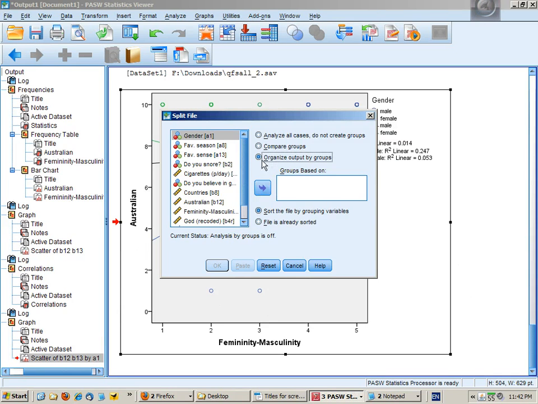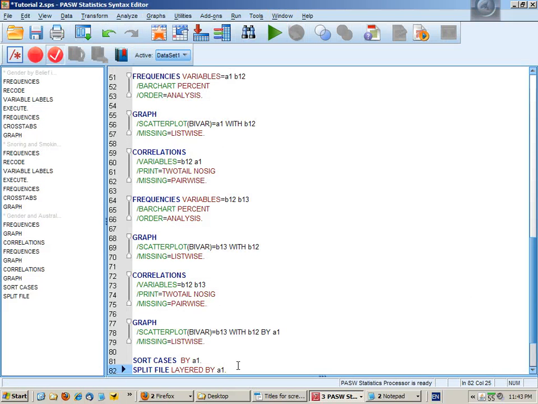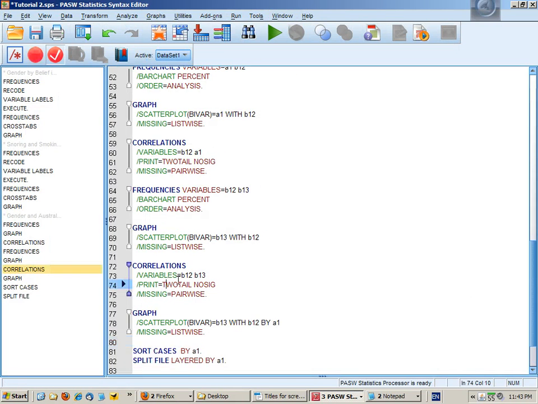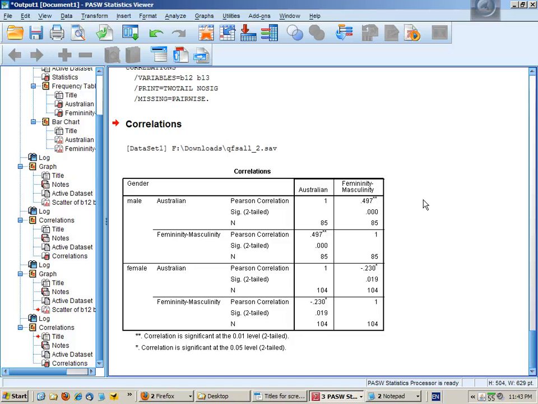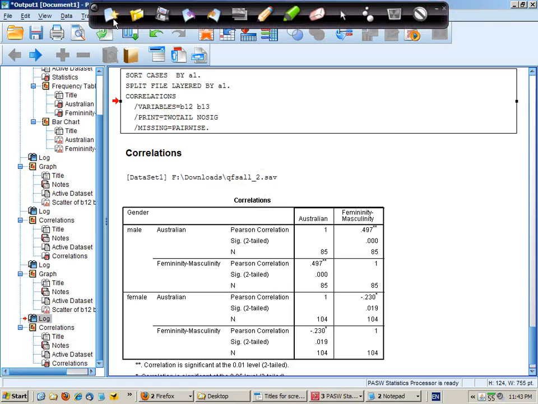Now what we're going to do is split the data file by gender so that we get separate correlations for males and females. By turning on split file, every analysis we do from now on will report separately for males and females. And I'm now going to go back and rerun this correlation command, and this indicates that I have a relatively moderately large correlation for males between Australianness and sex role, 0.5, and for females I have a small negative relationship.